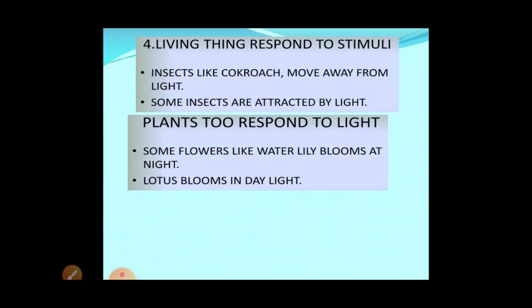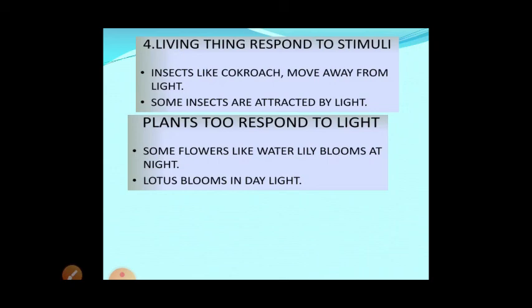Then some flowers like lotus and hibiscus bloom in the daytime with the sun. In the other way, water lilies and some white-colored flowers bloom at night. Other than this, you might have observed the touch-me-not plant. If you touch it, that is a stimulus. If we touch it, it will close its leaves. So in this way we can see stimuli.